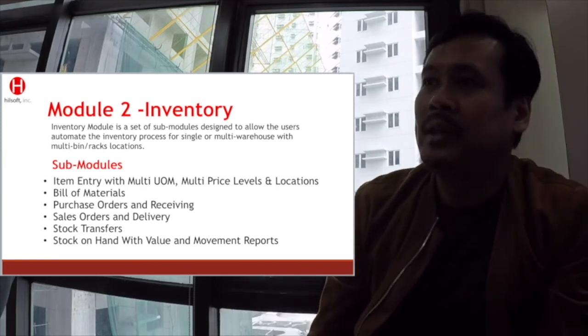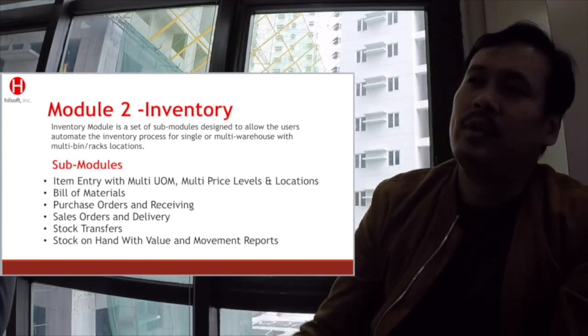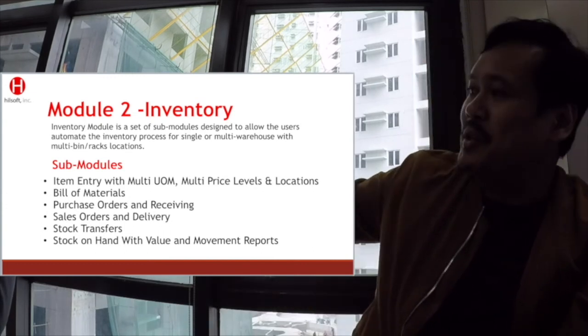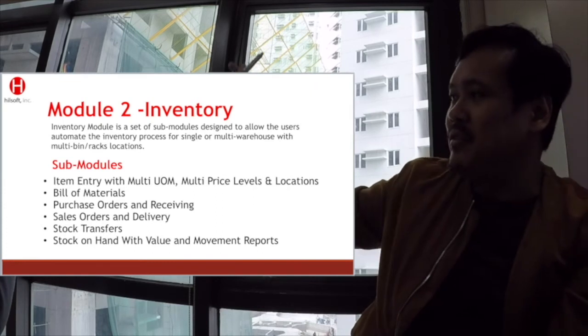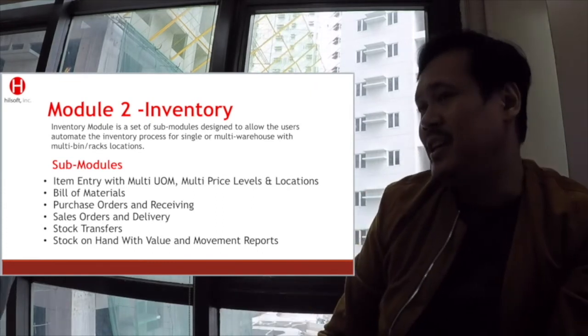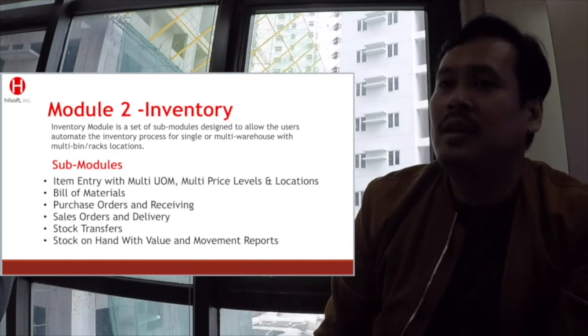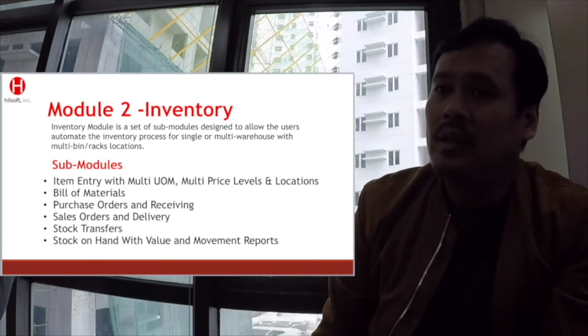It can be per territory or area. For example, in BGC area, customers can be more expensive than Quezon City or Mandaluyong. So you set it in the inventory module. And then of course the location.